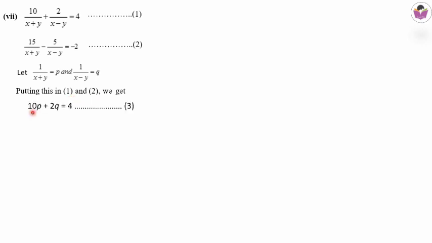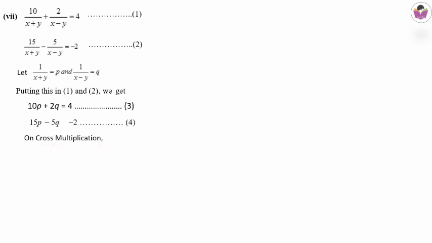We will get 10p plus 2q. Here 1 by x plus y will go for p, 1 by x minus y will go for q. That is 10p plus 2q is equal to 4, equation number 3. Next, 15 into 1 by x plus y, that is 15p minus 5q is equal to minus 2. Label it as equation number 4. These two equations I am going to solve by using the cross multiplication method.